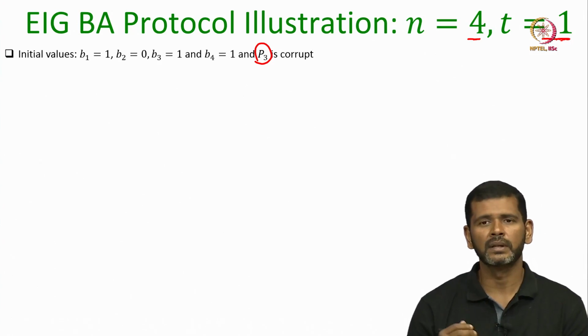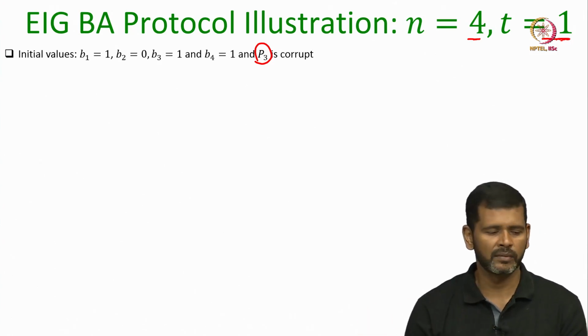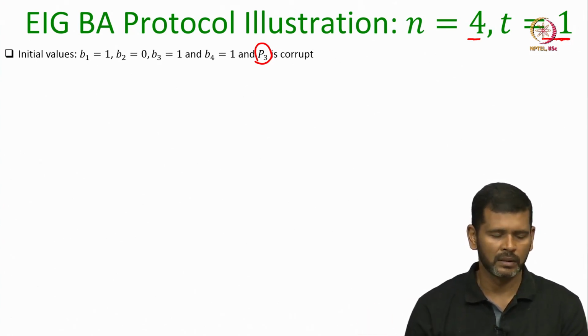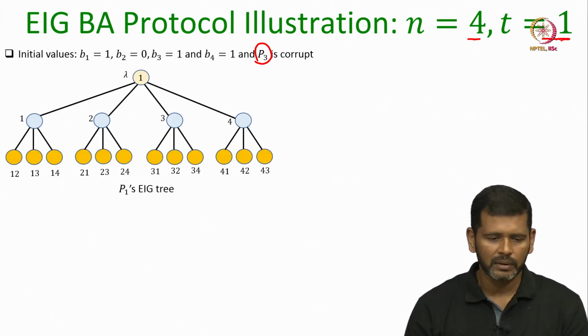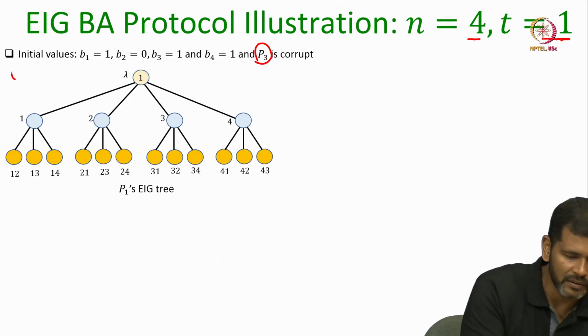Okay. Also, the respective inputs of the parties will not be known to each other. So, let us see the initialization process of the EIG tree.